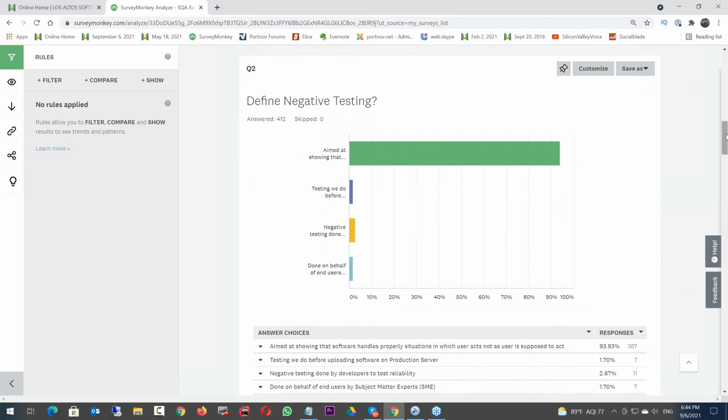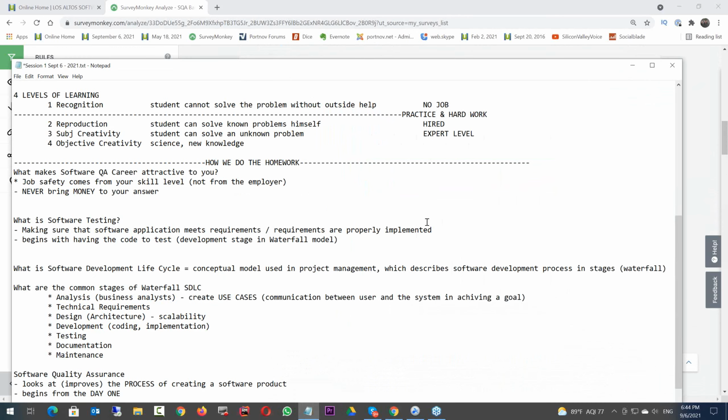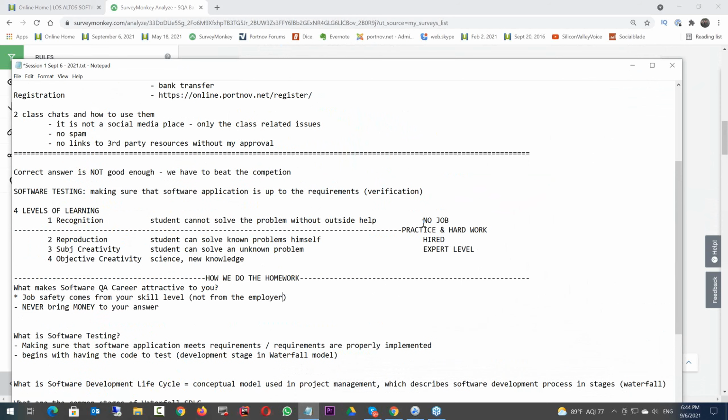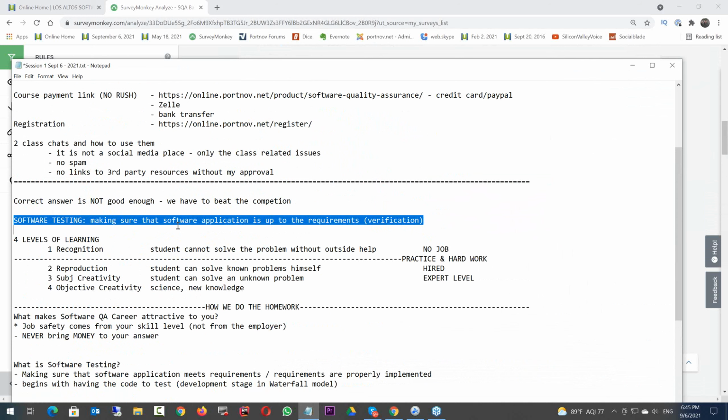Define negative testing. We have to first say a couple of words, because we're going to talk a lot about this stuff. What is testing? Testing is making sure that a software application which is being developed is developed according to requirements. The requirements are given to developers, and developers develop their code along the requirements, and your job is to make sure that whatever happens is consistent with the requirements.